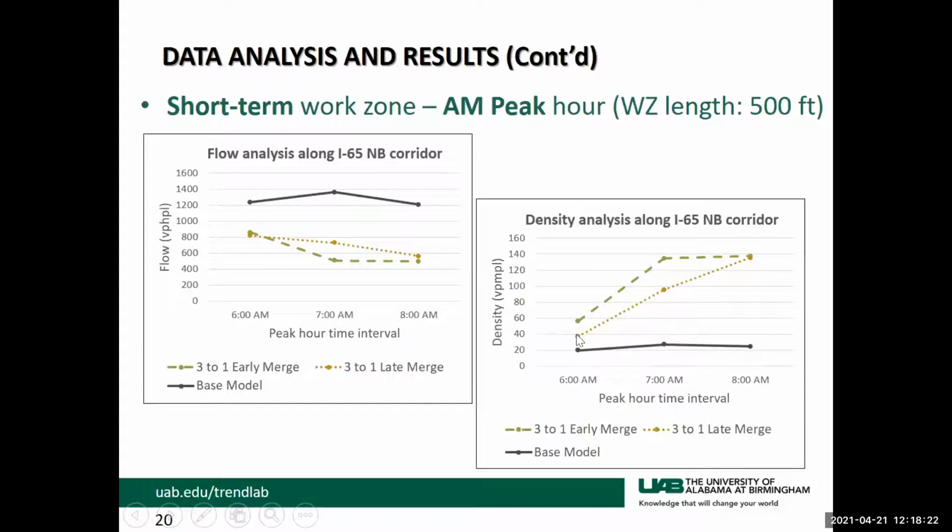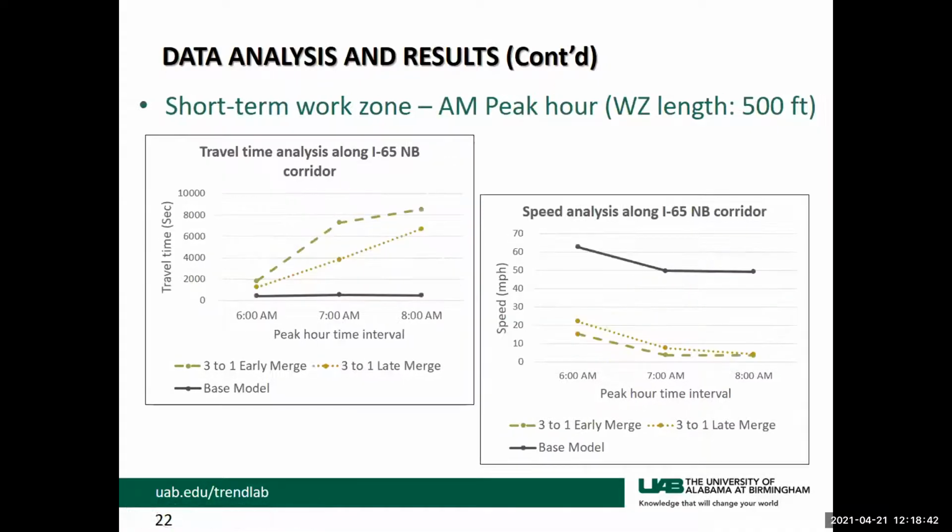And this line represents the 3-to-1 late merge scenario. And then the green line, the 3-to-1 early merge. So from what we can compare here, we can tell that there is some slightly better performance of the late merge scenario. And this was, as I said, consistent with all the MOEs, and this is how it looked when we looked at travel times and when we performed the speed analysis. Again, small differences, but consistently the late merge performed a little better.